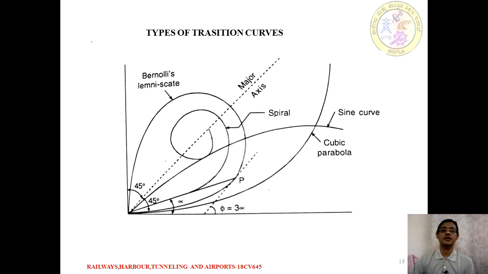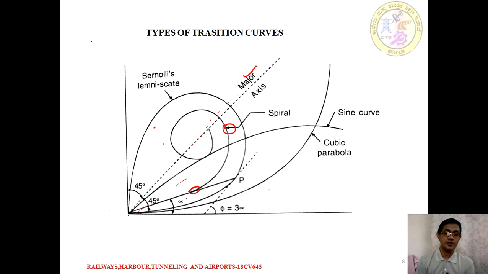The same thing we can give in the form of a graphical representation. So there is the axis, where we have different types of curves. The dotted lines are the major axis of the curve. This is the spiral curve, the first curve that I explained. At 45 degrees of inclination, at the point it is straight, tangential, then it is gradually decreasing.